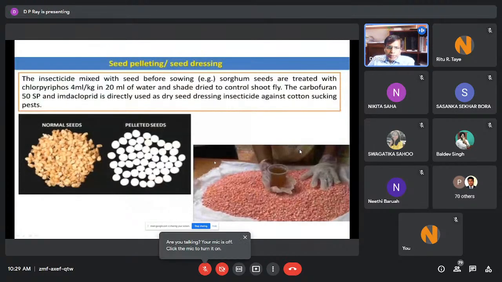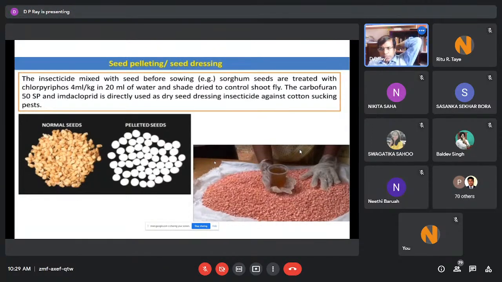So seed pelleting, if you see that, insecticide is mixed with seed before sowing, and sorghum seeds are treated with chlorpyrifos first, like 4 ml per kg in 20 ml of water and shade dried to control the shoot fly. The carbofuran 50 SP and the imidacloprid are directly used as dry seed dressing. This is insecticide against cotton sucking pests. So these are some of the seed pelleting we do.